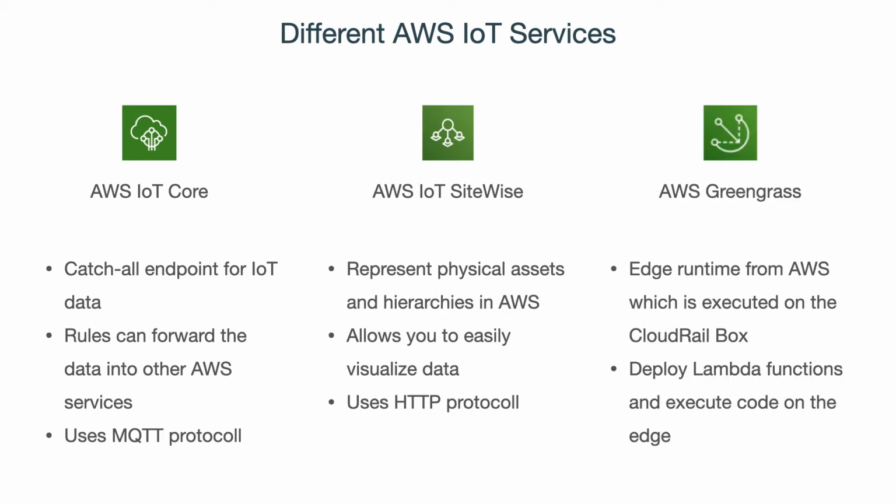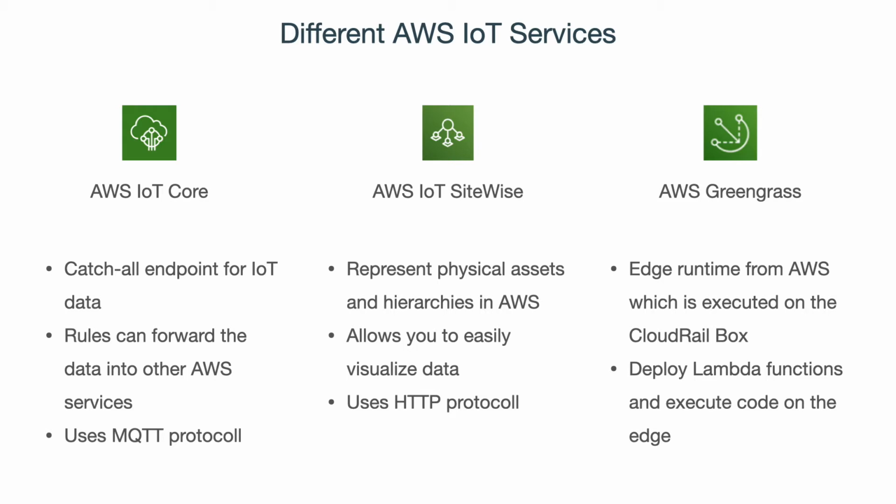Now, the last service that we integrate with is AWS Greengrass. Now, this is more of an edge runtime similar to our own CloudRail edge runtime, which allows you to basically execute code on our CloudRail box. And that could be lambda functions, it could be machine learning algorithms, anything like that. Basically, you can just deploy it using the AWS console. It's running on the CloudRail box, and you can pre-process the data locally and do all kinds of fancy stuff.